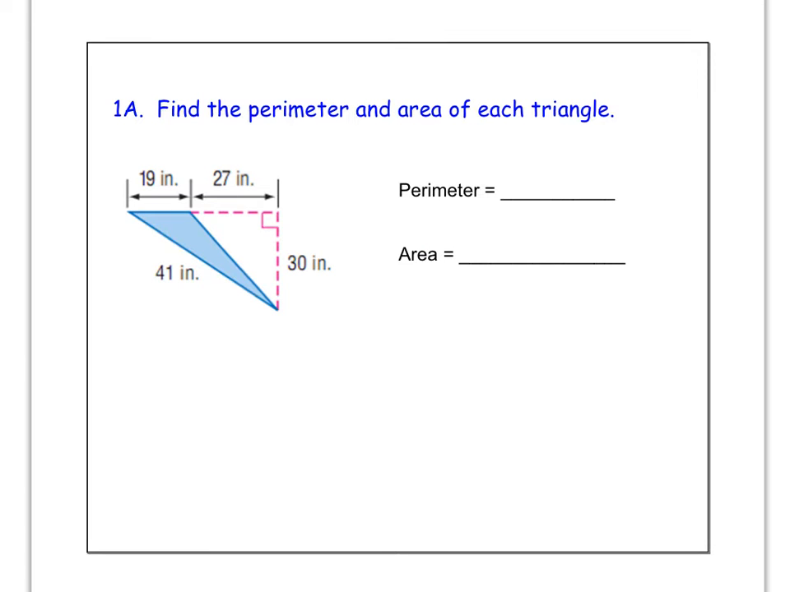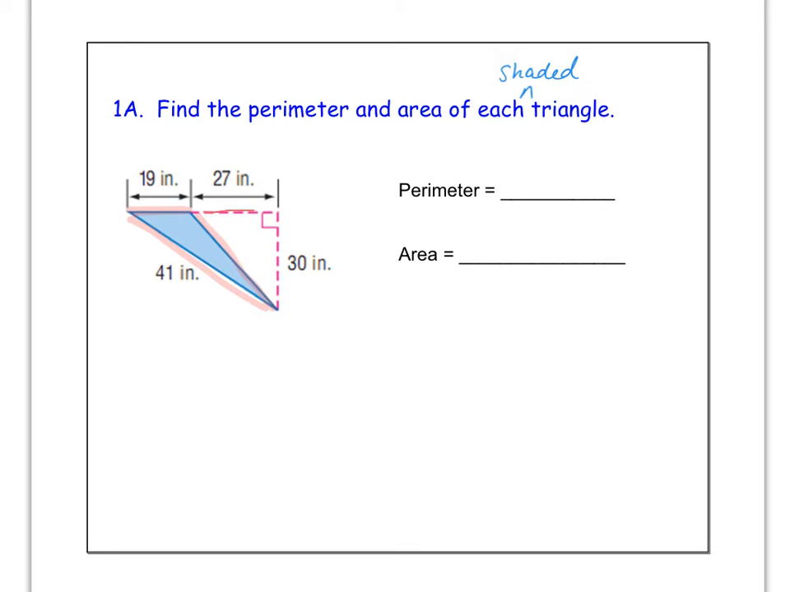Number 1, find the perimeter and area of each triangle. And what they're talking about is the shaded triangle. So I'm just going to add that in. Each shaded triangle. So we're going to try to find the perimeter around the blue shaded triangle. And so I can see I know 2 of the sides. I know this side is 19. I know this side is 41, but I do not know this third side. And so what I'm going to need to do is find that side, and I can use the Pythagorean theorem.